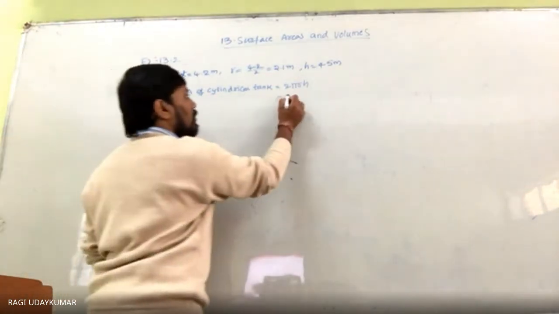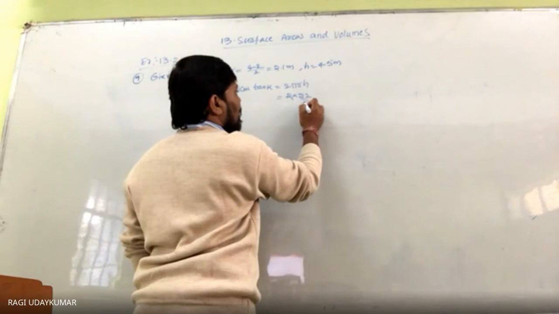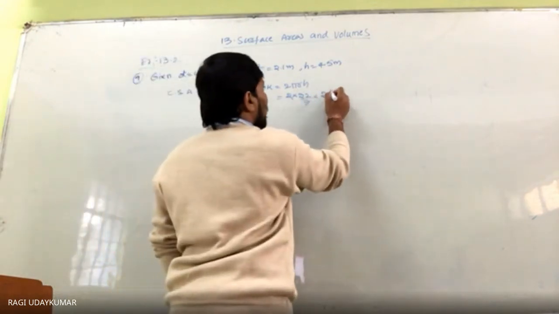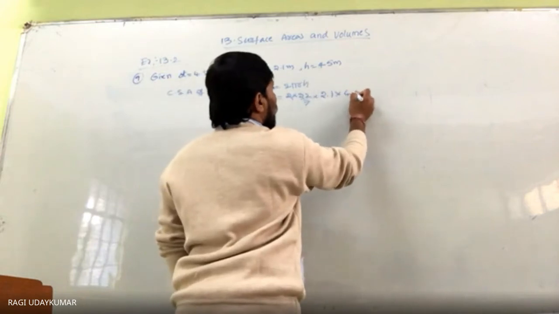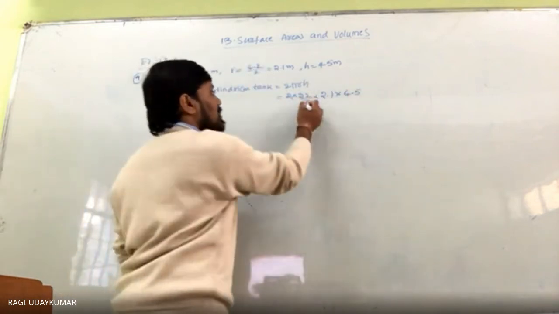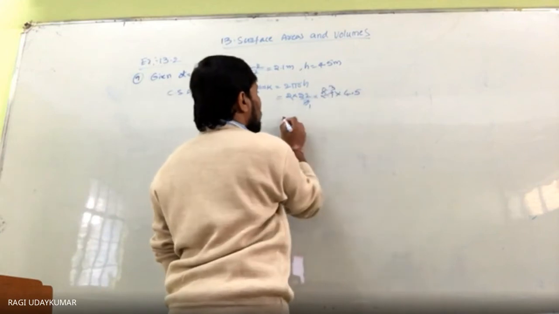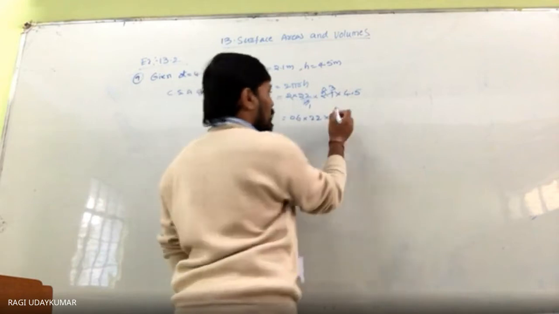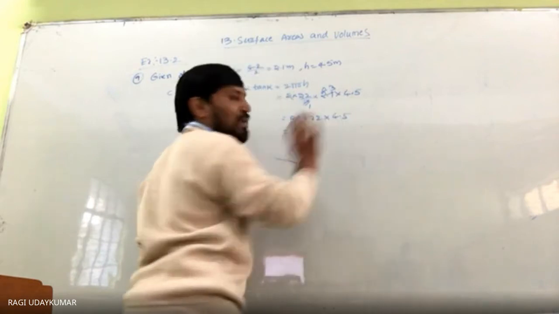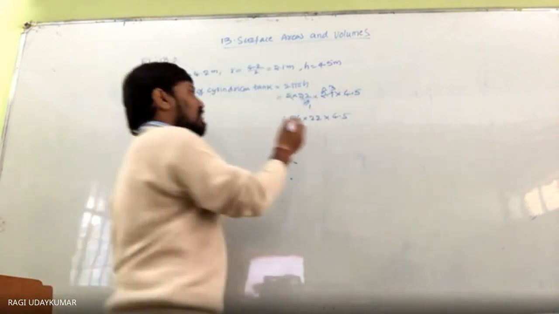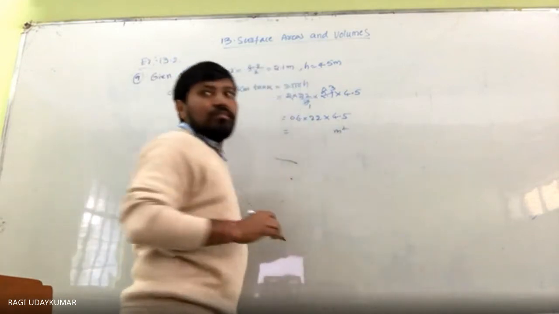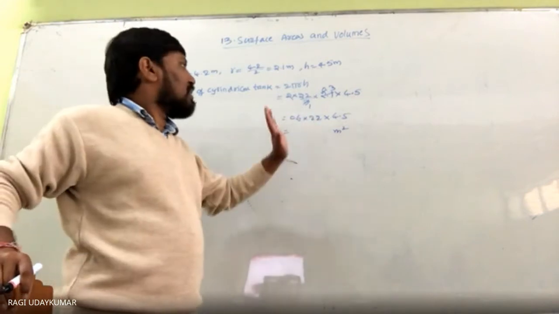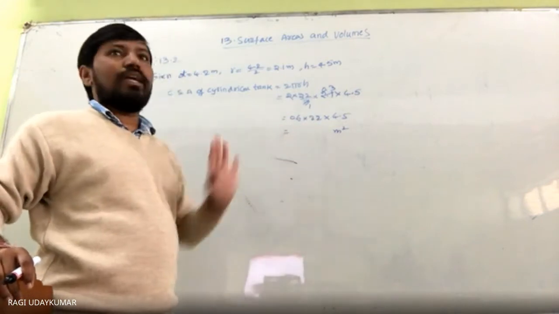2 into pi value is 22 by 7. And the radius is equals to 2.1 and the height is equals to 4.5. So 2.1 is nothing but 7.3. So 0.6 into 22 into 4.5. This you are going to get some meter square if you multiply. Okay. You have to multiply this one. This multiplication part I left for you. Can you do it? Yes, sir.